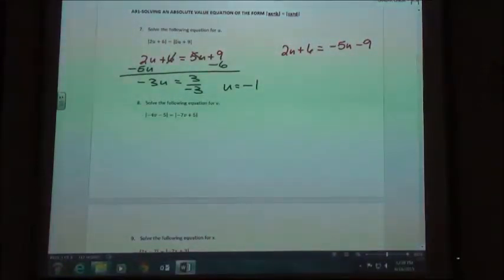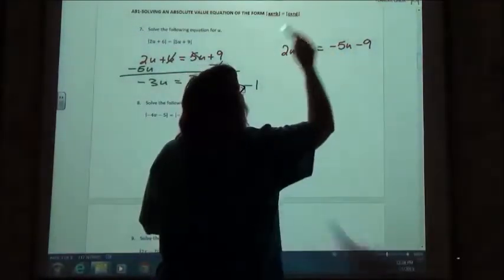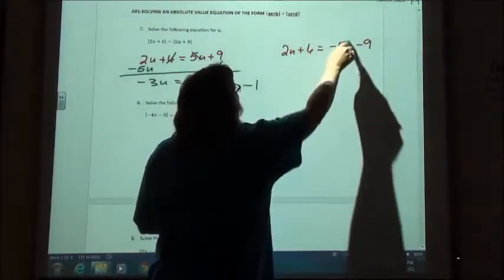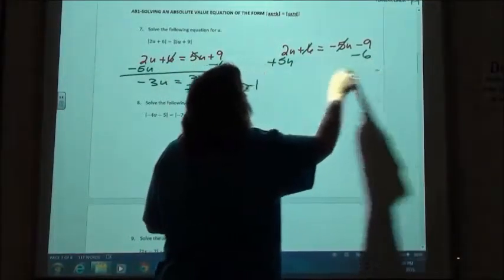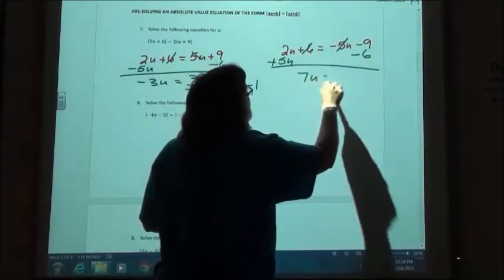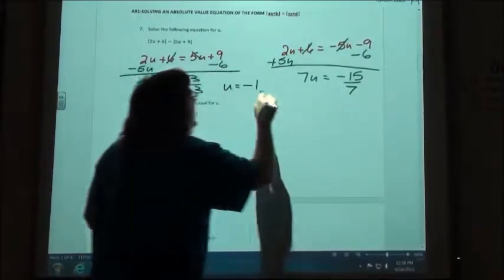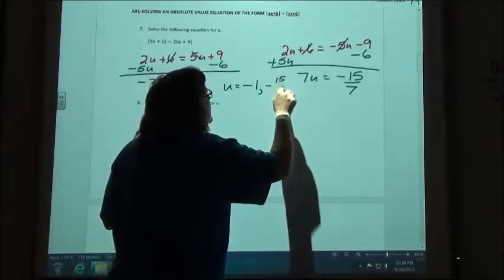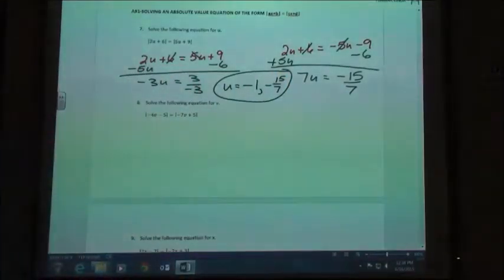Now, sometimes we will get fraction answers, and sometimes we'll get ones that don't work out. But in this case, I've got one answer. Doing the other one, I am going to add my 5u and subtract my 6. So 7u equals negative 15. Here I've got a fraction. And so negative 15 sevenths is going to be my second answer. So negative 1, negative 15 sevenths.